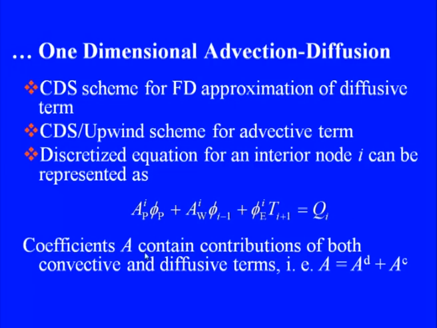Now let us note that these coefficients AP, AW and AE contain the contributions coming from the finite difference discretization of both convective and diffusive terms. That is to say, we can break it into two parts, A is equal to A superscript D plus A superscript C, and we will have a look at how we get these components with different choices of our discretization scheme. Now let us first have a look at the contribution which comes from the diffusive term.